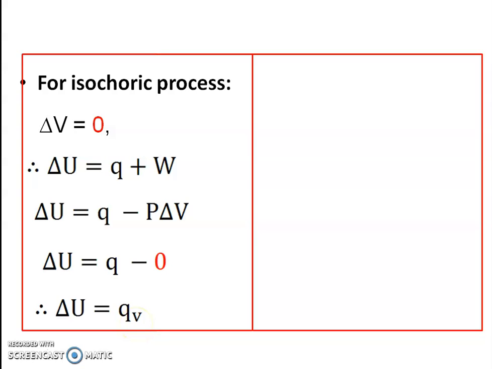The meaning of this is that heat supplied to the system at constant volume is utilized to change the internal energy. At constant volume there is no possibility of any work. In this final relation, there is no term related to work. So for an isochoric process, there is no work, and the increase in internal energy is equal to the heat absorbed by the system at constant volume.